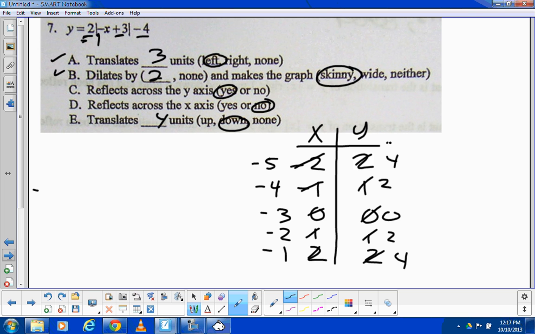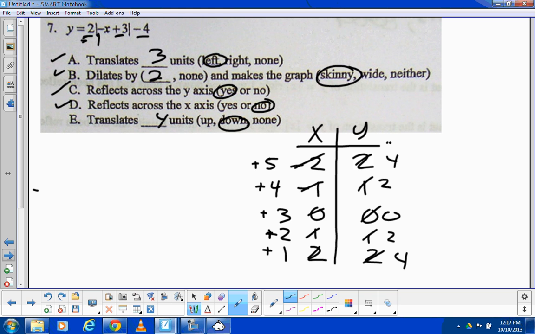Check them off as I do them. All right, reflects across the y-axis. So we'll change the signs of the x's here. These will change to positive for me. Okay, didn't really have to do D.